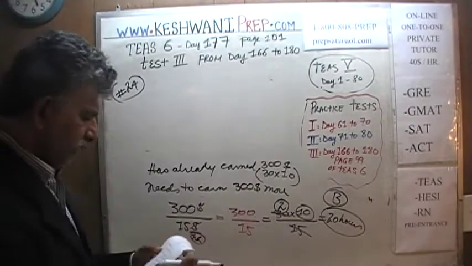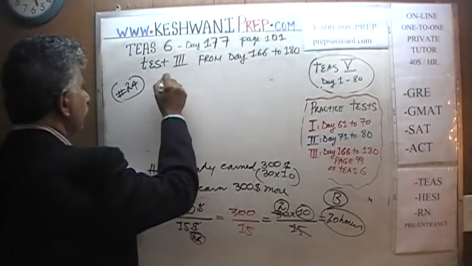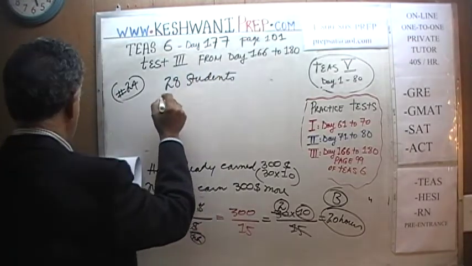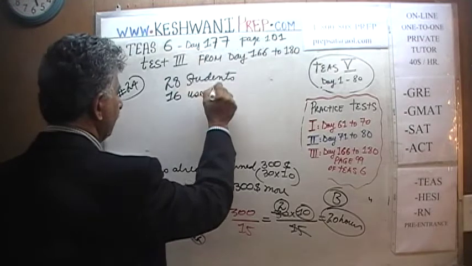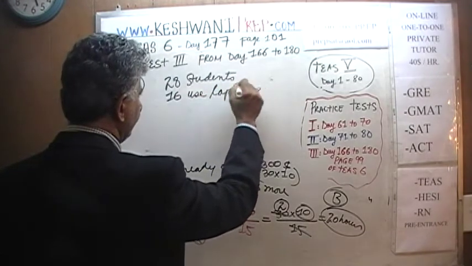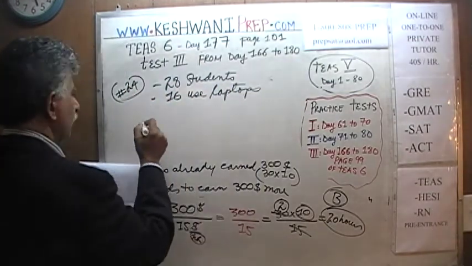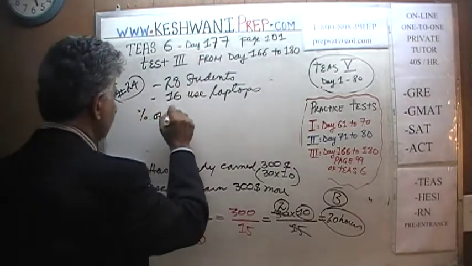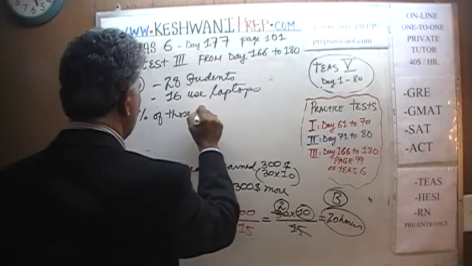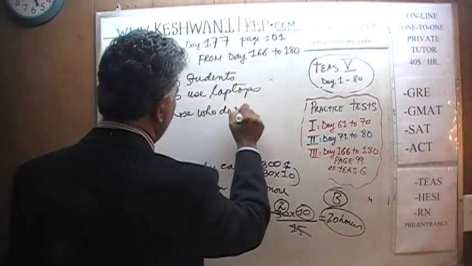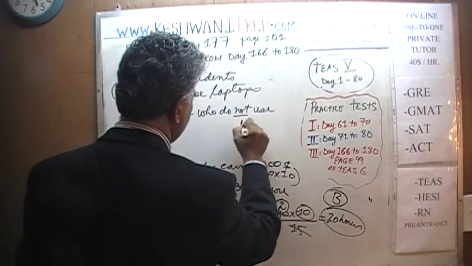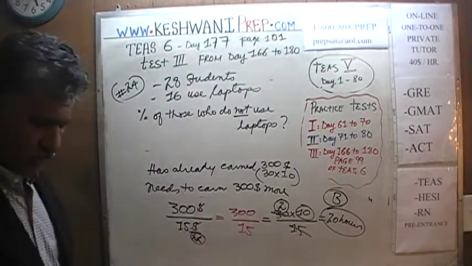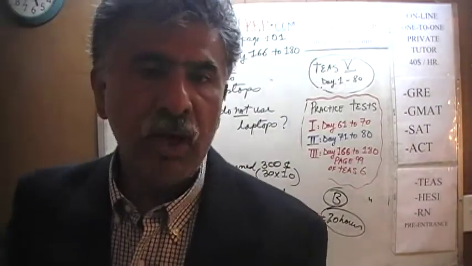In number 24, we are told that we have a total of 28 students, of which 16 use laptops. The question is, what is the percentage of those who do not use laptops? What is the percentage of the students in the class who do not use laptops?